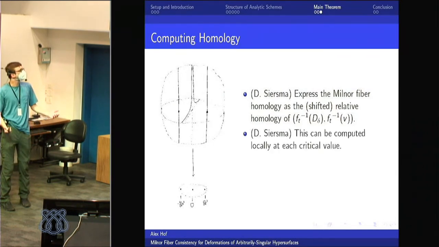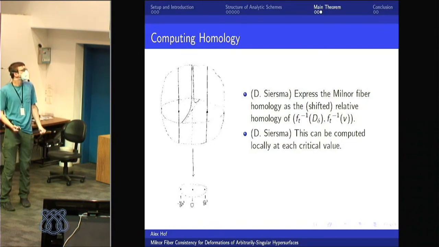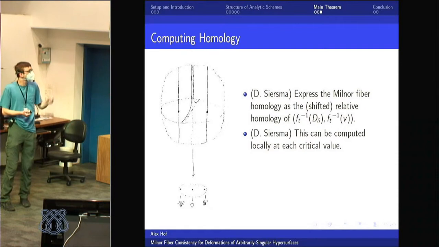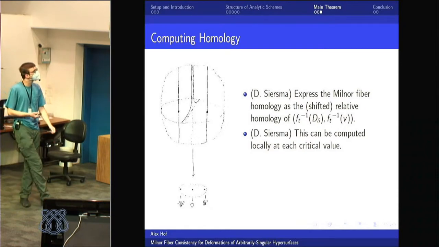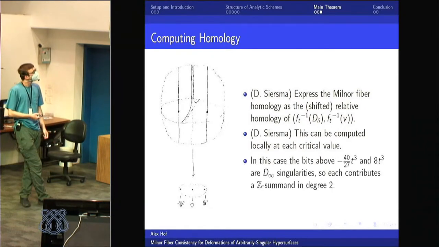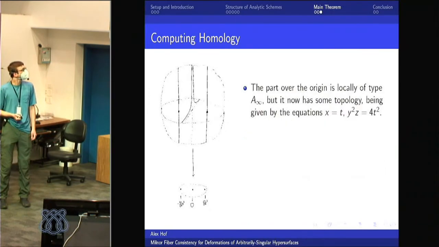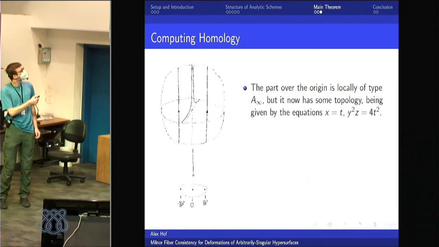So we express this as some sort of shifted relative homology, and then we use the fact that this breaks up as a sum across each critical value, so we can compute it locally. And these two lines with the fat points are just A_d and A_infinity singularities. You can check this directly. So each of them gives us a Z summand in degree 2. And then finally, we have this part over the origin that's smooth.